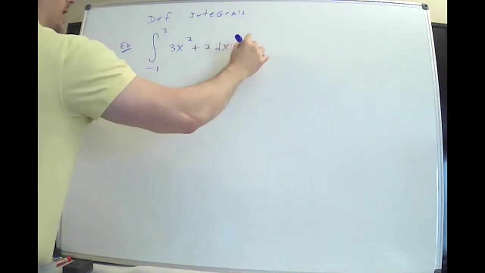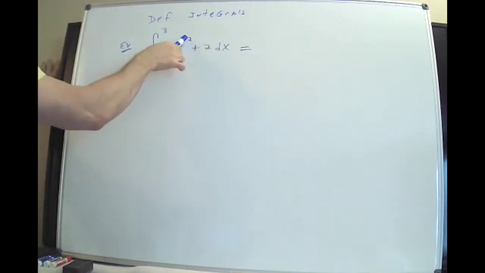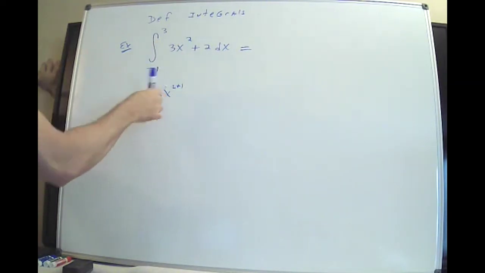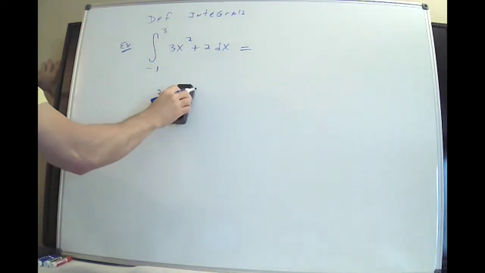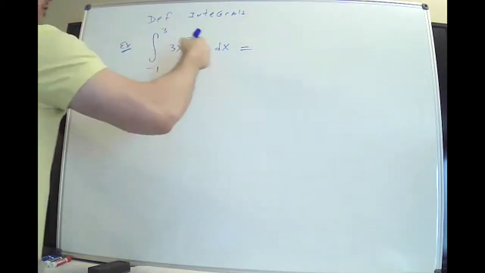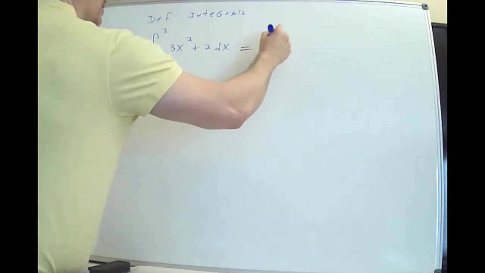So first, I'm going to find my antiderivative. I add 1 to the power. You know, if you need to do it on the side, do it on the side. Add 1 to the power. So then the power becomes 3. Divide by the new power that you got. So that's going to be x to the third.